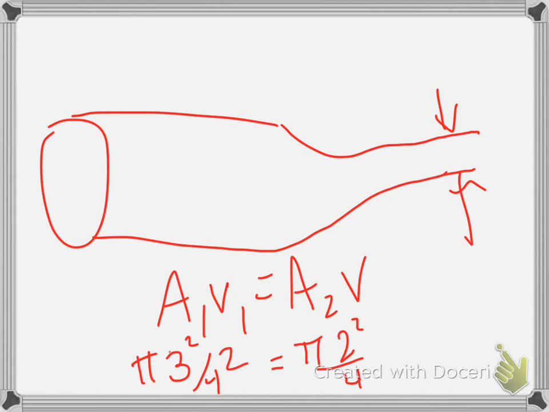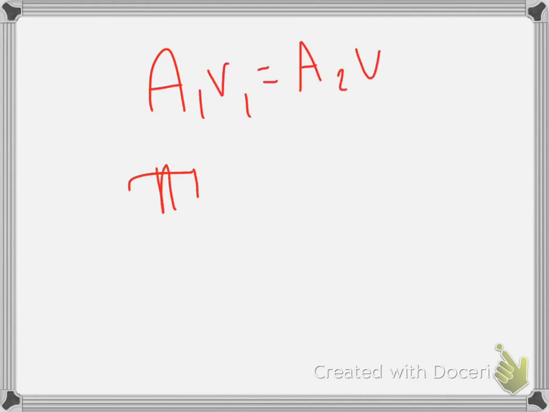Pi, what am I doing? Pi r squared, which is 4. Let me start over here. This is awful. A1 V1 equals A2 V2. Pi r squared times V1 equals pi r squared, this is R1, this is R2, times V2.